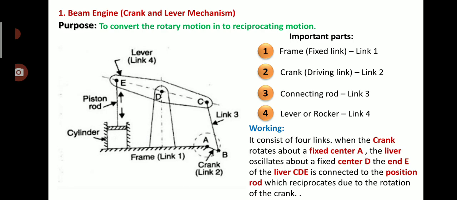The end E of the lever CDE, so the total lever is CDE, and the end E of that lever is connected to the piston rod. You will see that piston rod in the sketch, which reciprocates due to the rotation of the crank. So to convert the rotary motion of the crank into the reciprocating motion of the piston rod, a beam engine can be utilized. So this is the first example of a 4-bar chain.